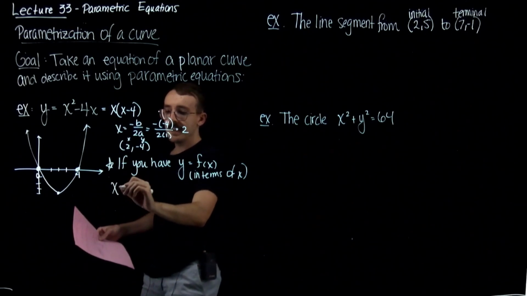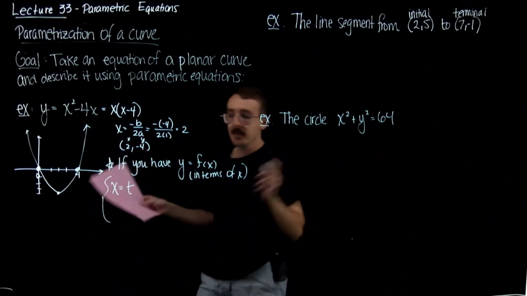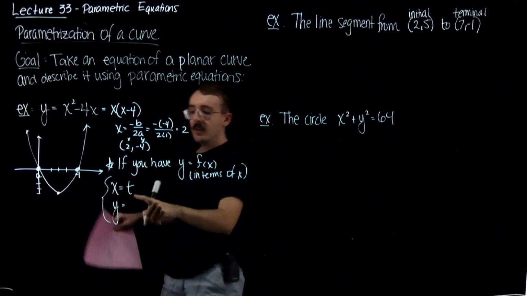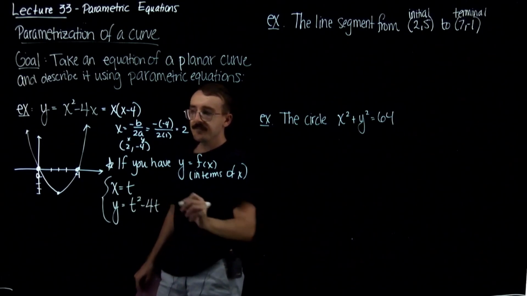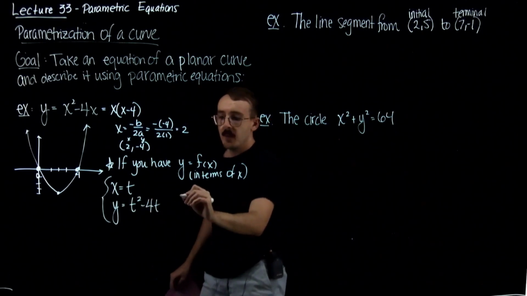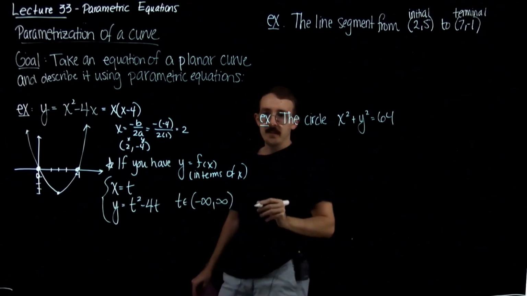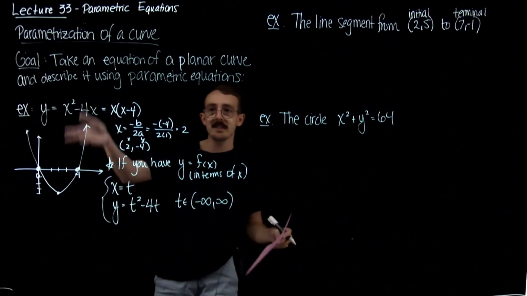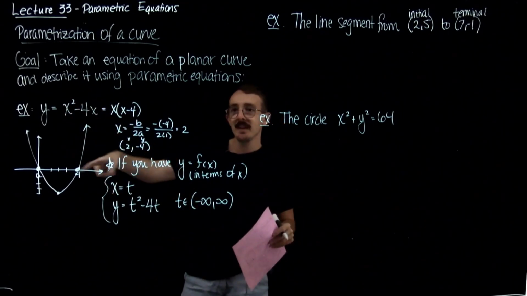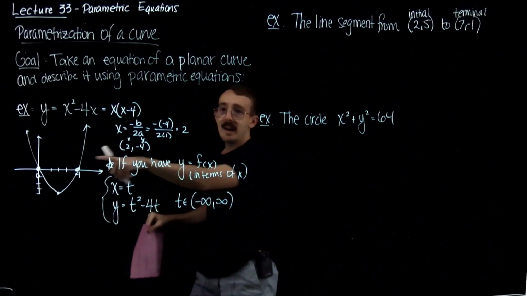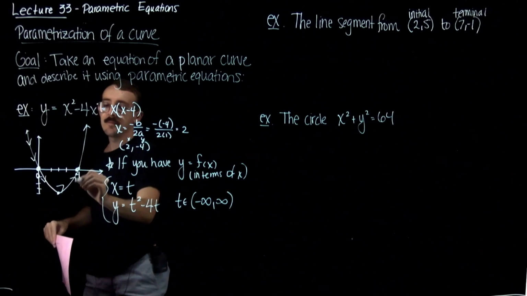You're just going to say x is t. So we'll just say x is the time variable. And then y is just, you plug in t for x, and you get t squared minus 4t. And then we'll just say, well, t goes from negative infinity to positive infinity. And that'll map out the entire curve you need. And you'll go in the direction, I guess, from left to right, because that's how x is read. So you would be moving along in this direction.